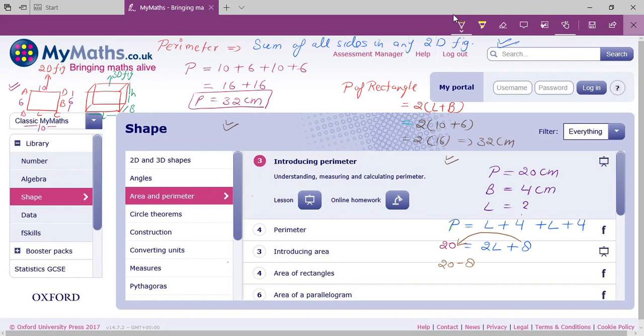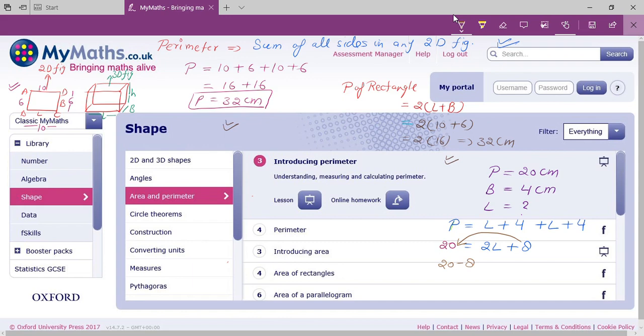Why is it 20 minus 8 instead of 20 plus 8? Beta, that's why I am telling you it's a rule: when you transfer any number, here you are seeing that it is in addition on the right hand side. When you transfer the number 8 to the other side, that means the left hand side, then it will be negative. It will subtract.